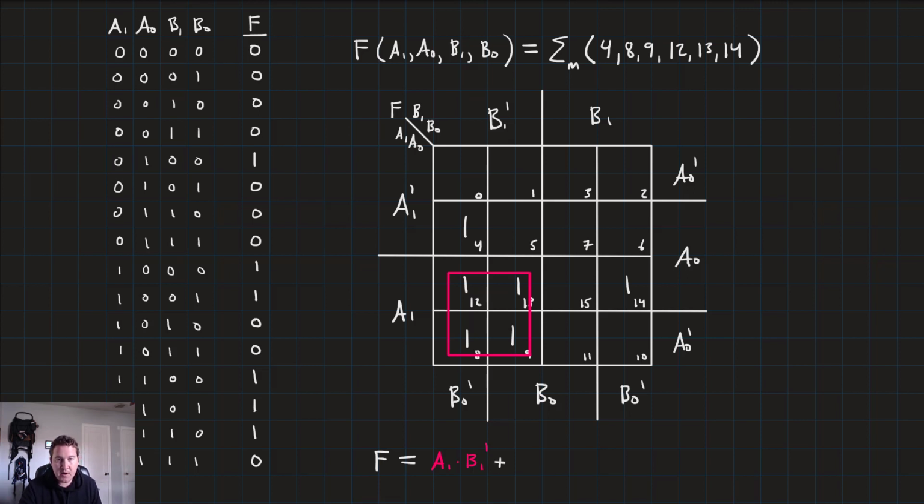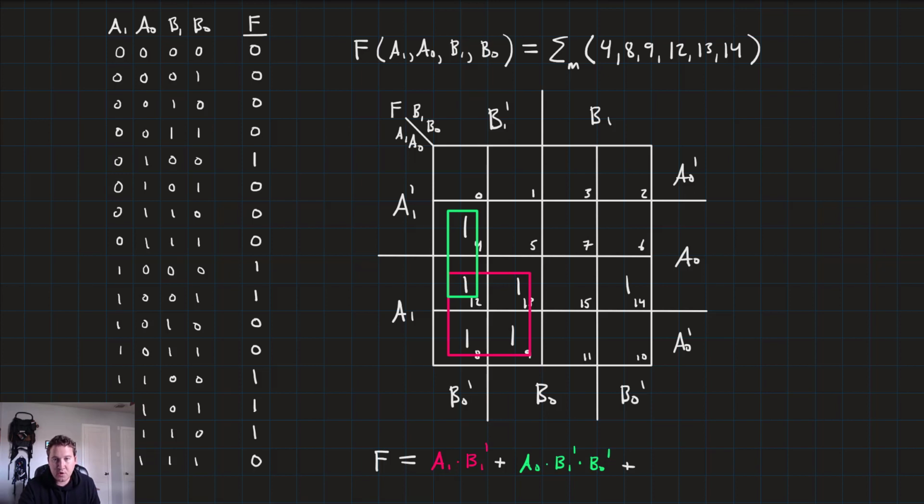Or, next up, let's go ahead. I think the best we can do here is a box of 2 across 4 and 12. So let's do that. So group those terms together. And that will give us A0, B1 not, and B0 not. So we'll get A0 and B1 not and B0 not.